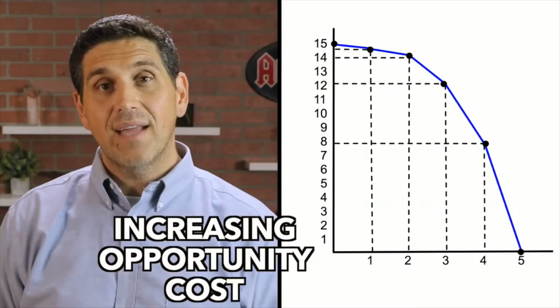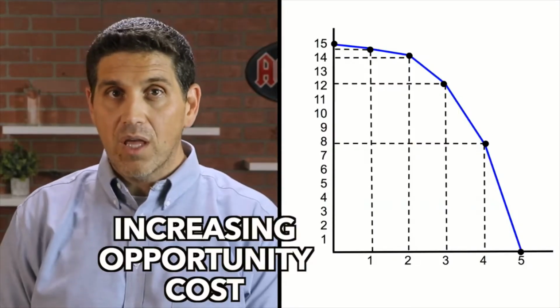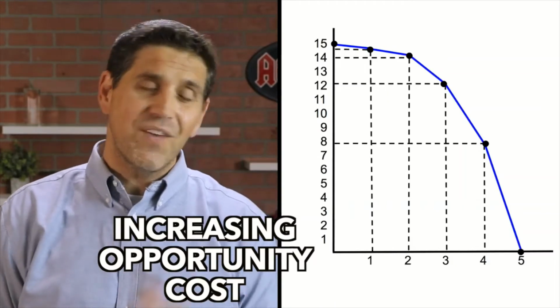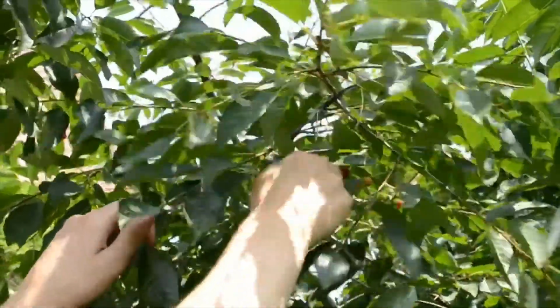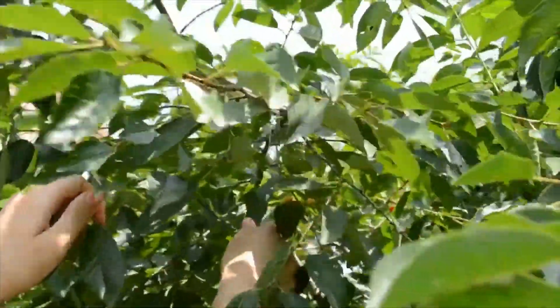This graph shows the idea of the law of increasing opportunity cost, which is a lot easier to explain given a different example. So let's use playing video games and picking cherries. When you pick cherries, you don't start at the top of the tree and try to get the hardest ones to reach. You start with the easy ones, the low-hanging fruit. You grab those really quick and then move on to the next level and keep doing that over and over again until finally, eventually, you get to the ones that are on the very top, they're super hard to reach.